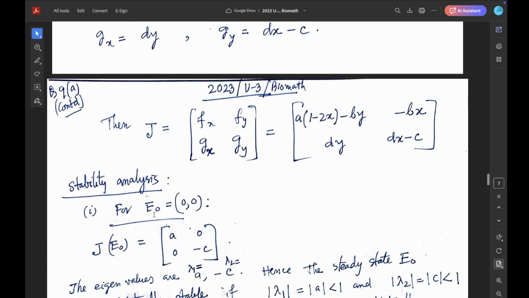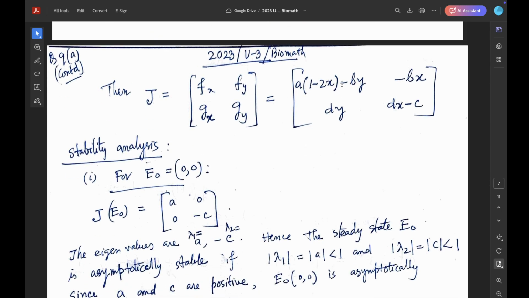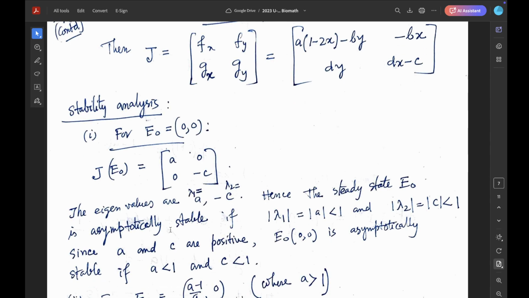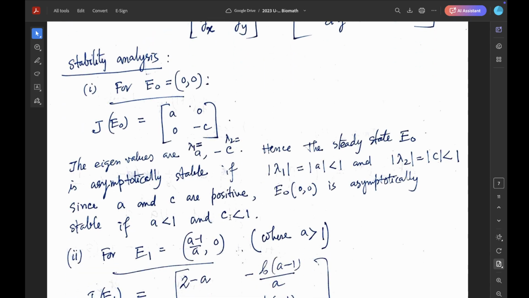Now stability analysis for the steady state E0 equal to (0, 0). Put here x equal to 0 and y equal to 0, and we get the Jacobian at this point E0 as a, 0, 0, minus c. The eigenvalues are lambda 1 equal to a and lambda 2 equal to minus c. Hence the steady state E0 is asymptotically stable if modulus of lambda 1, that is modulus of a, is less than 1 and modulus of lambda 2, that is modulus of c, is less than 1. Since a and c are both positive, E0 is asymptotically stable if a is less than 1 and c is less than 1. This is the condition for local asymptotic stability of the steady state E0.